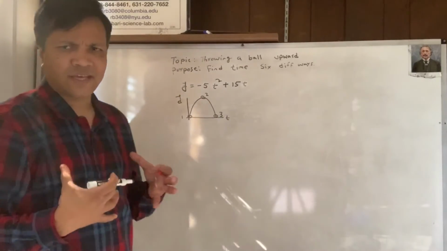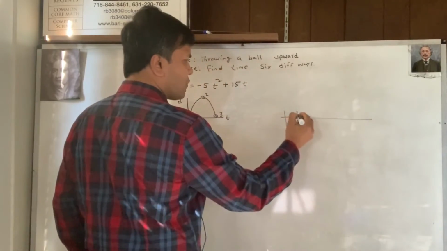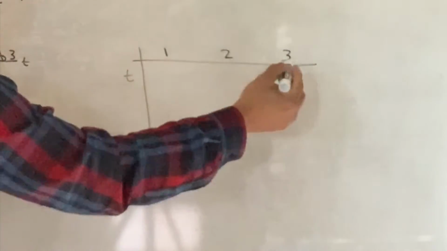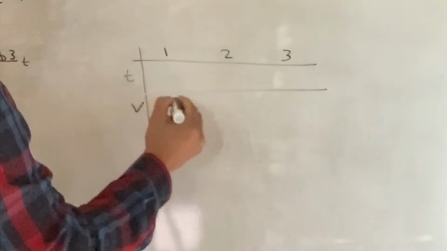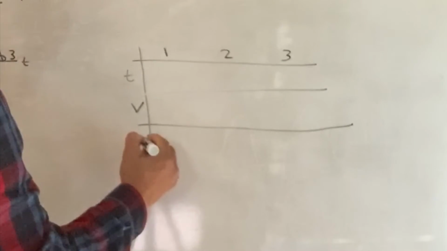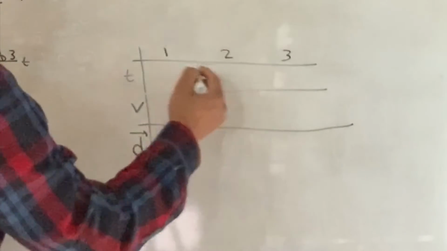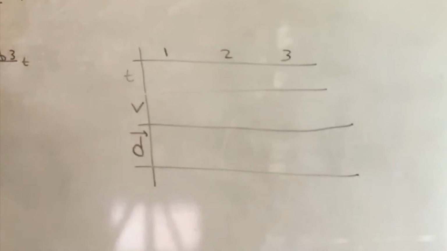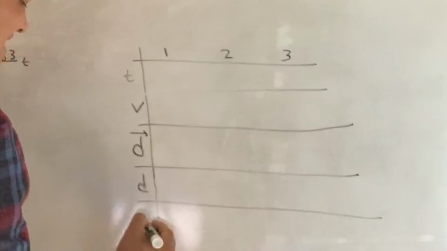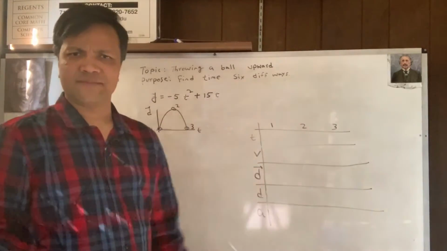We want to find few things. Let's create a table. We want to write the location 1, location 2, and location 3. We want to find time at location 1, 2, and 3. We want to find the velocity at location 1, 2, and 3. We want to find the displacement at location 1, 2, and 3. We want to find the distance at location 1, 2, and 3. And we want to find the acceleration at location 1, 2, and 3. Okay, so we want to find a lot of things.